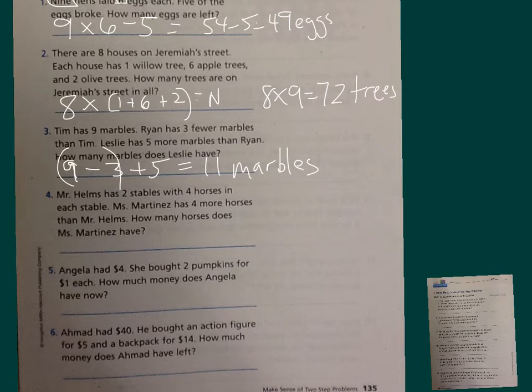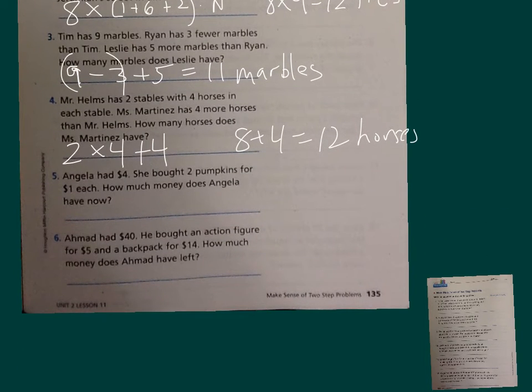All right, so hopefully you realize he has 2 stables times 4 horses in each stable, and Miss Martinez has 4 more than that. Okay, see how we did this? So Mr. Helms has 8, 2 stables with 4 horses, and Miss Martinez has 4 more than that, so Miss Martinez would have 8 plus 4, which equals 12 horses. Hopefully that's the answer you got. Do number 5 and number 6 on your own. So pause it, do these on your own, and then we'll go over them when you're done.